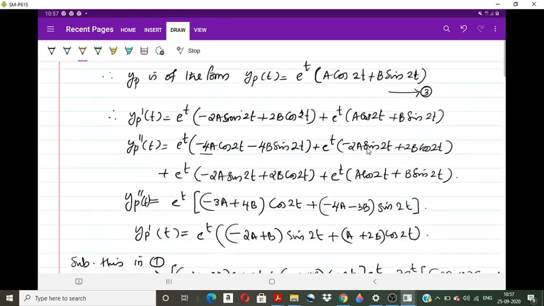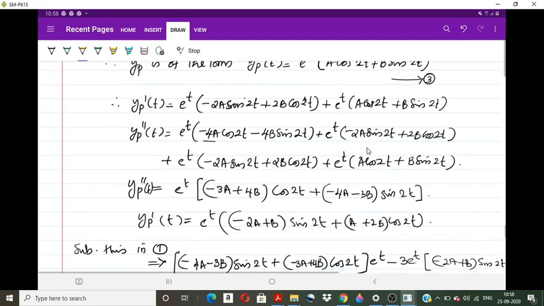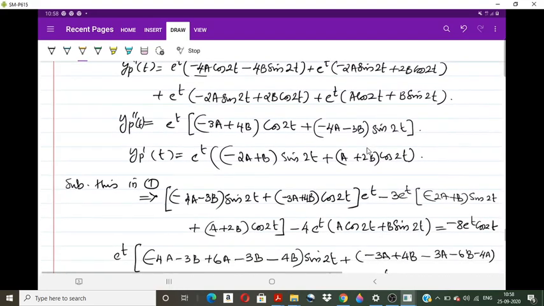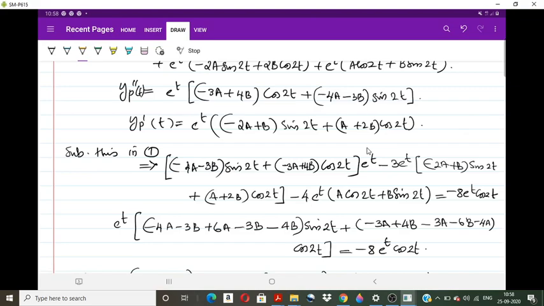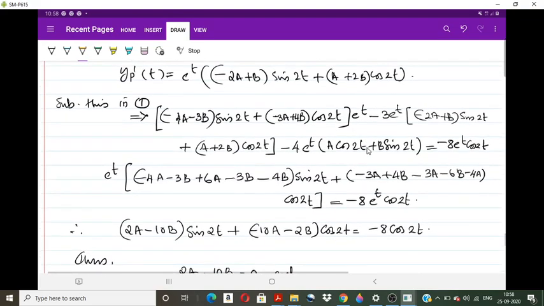In the reduced form, yp dash of t is e raised to t times minus 2a plus b sin 2t plus a plus 2b cos 2t, and yp double dash of t, the second derivative, is e raised to t times minus 3a plus 4b cos 2t minus 4a minus 3b into sin 2t. Substitute all these in equation number 1. Then, rearranging all the coefficients of sine and cos, we have 2a minus 10b sin 2t plus minus 10a minus 2b cos 2t equal to minus 8 into cos 2t.